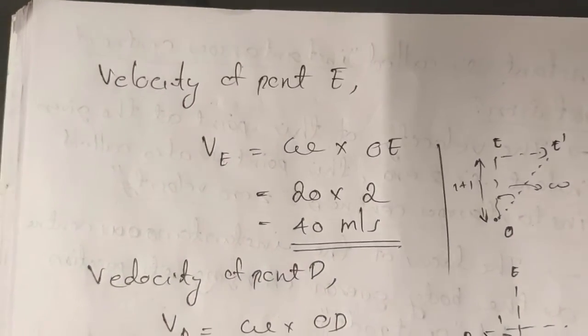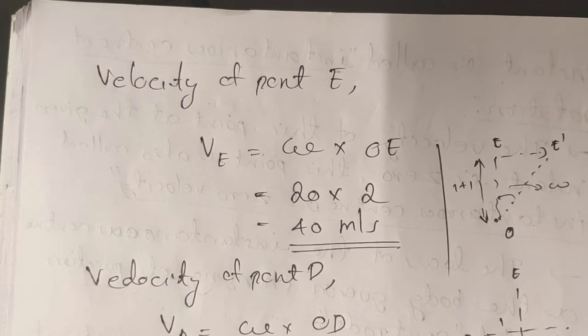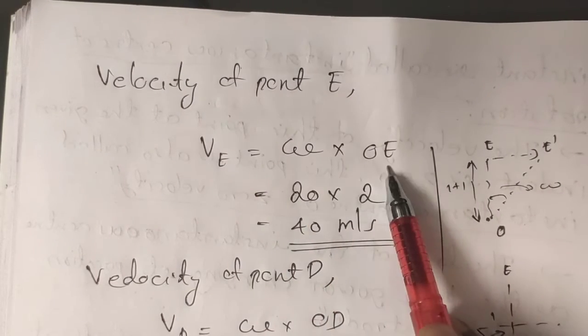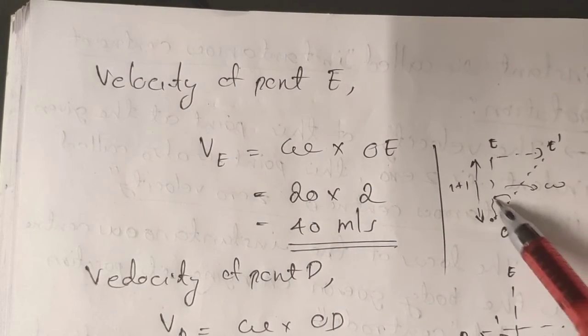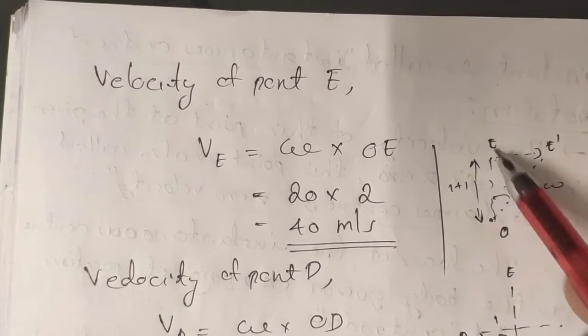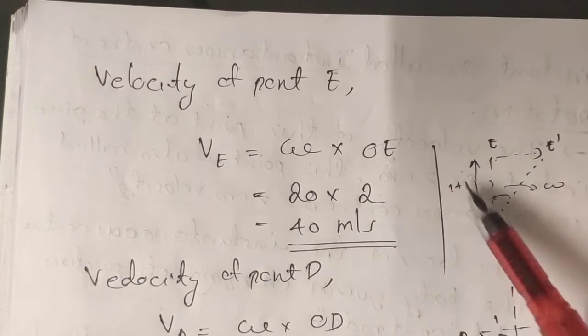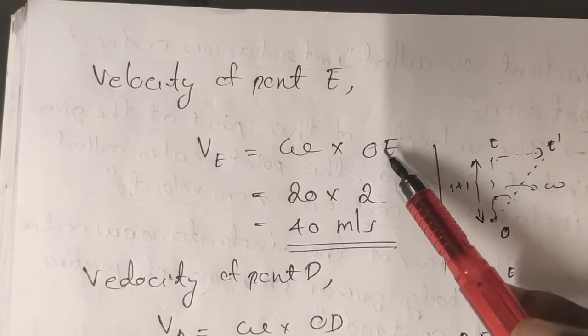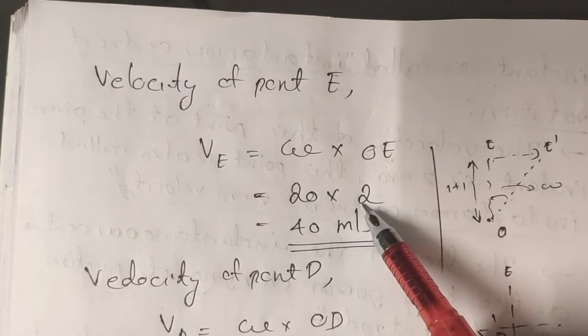Okay. Then we want to calculate the velocity of point E. So similarly, V is equal to omega into OE. That is, omega is the angular velocity into OE. OE is the distance. What is the OE? Here, OE is the diameter. That is double the radius. 20 into 2, that is 40 meter per second.